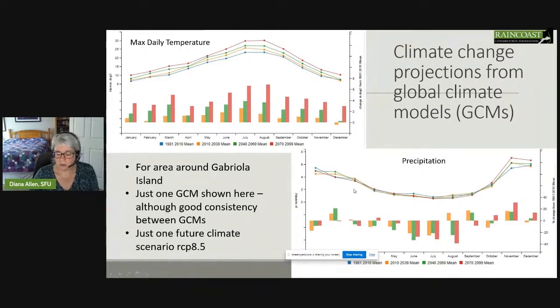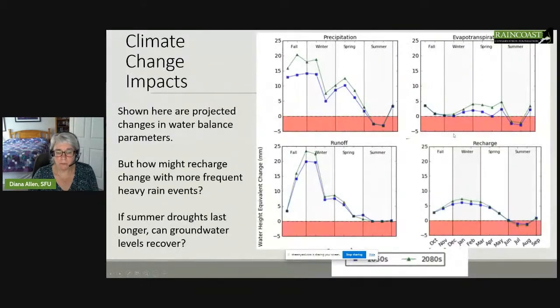Precipitation, though, sends a little bit of a different message. In the winter time, in the sort of January, February, and then November, December, there is an increase in precipitation, but throughout most of the rest of the year, there's a reduction in the amount of precipitation. So even though on average this region is supposed to get wetter, the amount of precipitation falling during the summer months is actually going to be reduced.